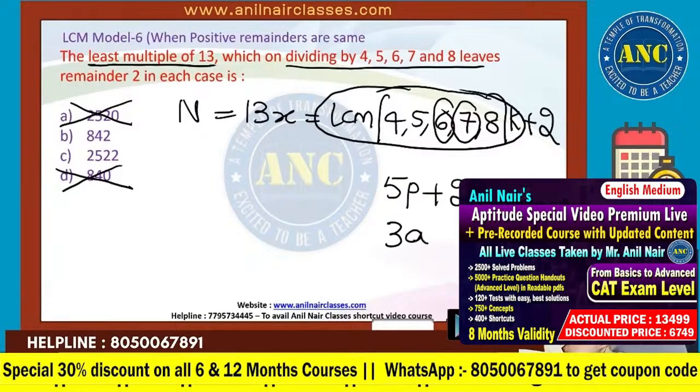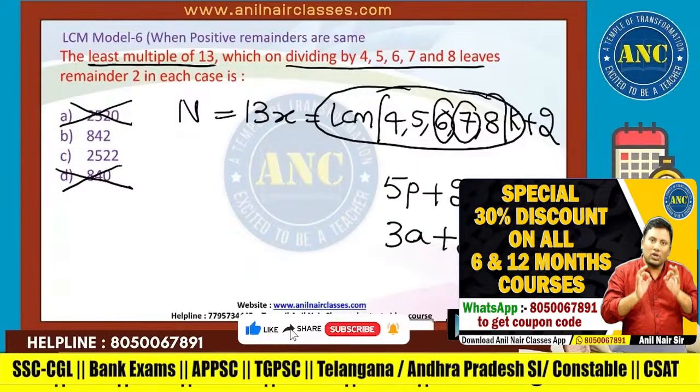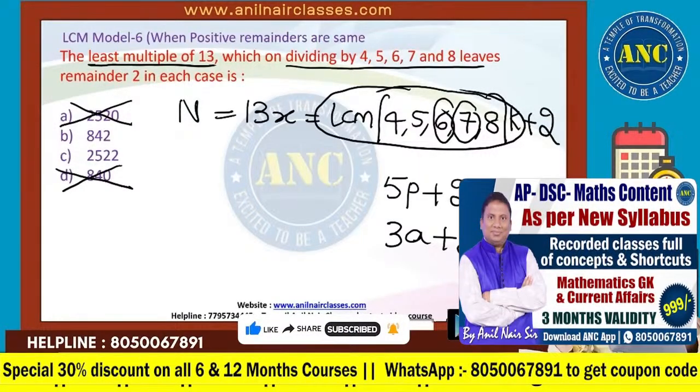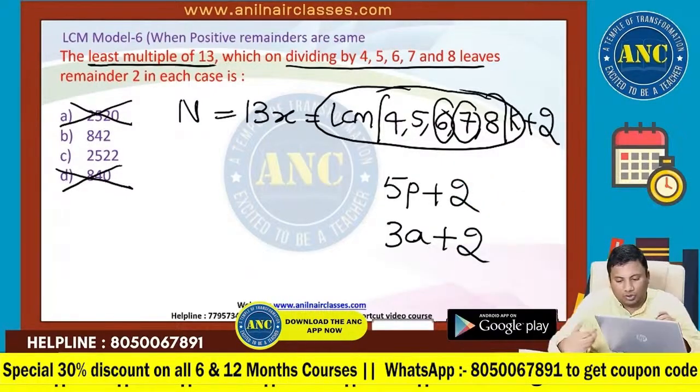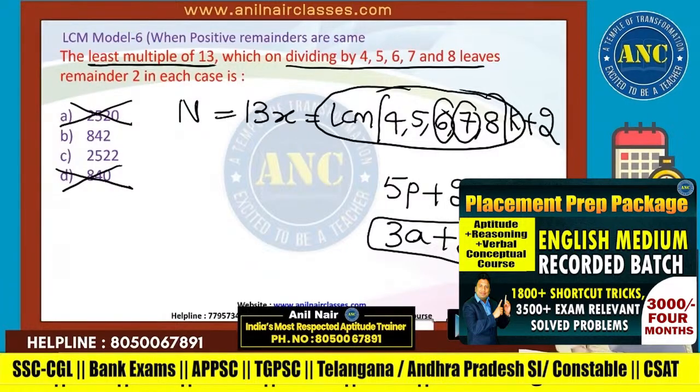Next one, another composite number is 6, derived from 3. When divided by 3, it gives a remainder 2. Check if it is satisfying. 8 plus 4, 12, 12 plus 2, 14, 14, 7 plus 2, 9, 9 plus 2, 11. 3 is also satisfying. 13 is also satisfying.